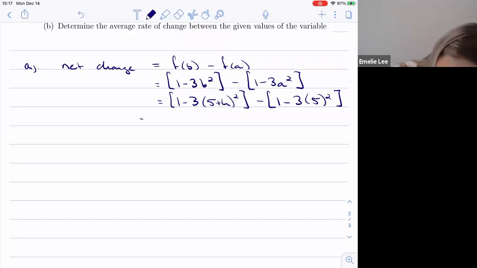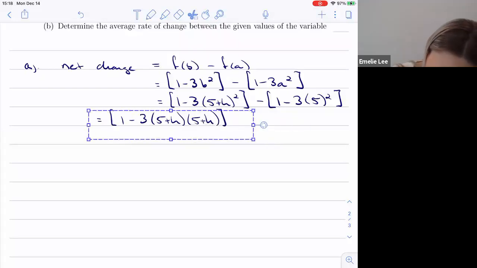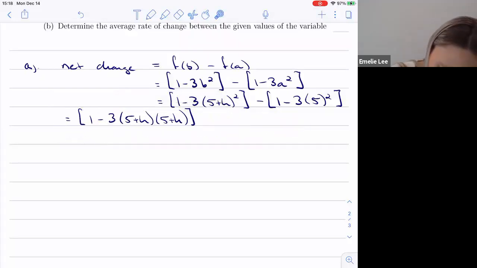So we get big square brackets again here: 1 minus 3 times 5 plus h times 5 plus h. I'm going to scoot this over because there's no way I'm going to have enough room. We usually expand this out. In fact, you'll always expand this out. The whole goal is to simplify the net change as much as you can, and then when you use it in the average rate of change, it'll be a lot easier.